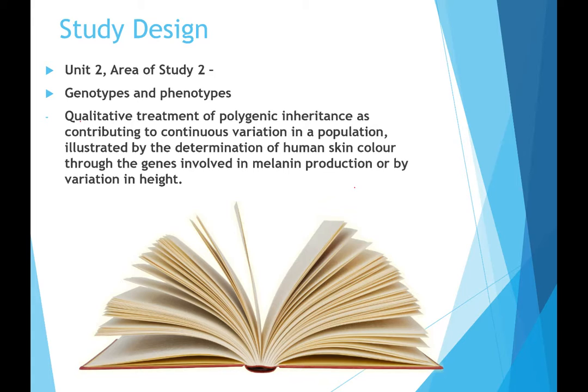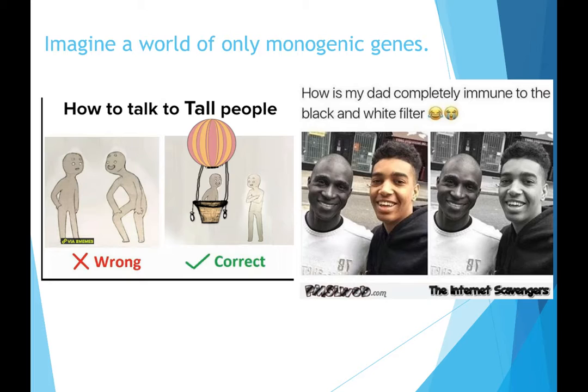So we're going to talk about the qualitative, which is good because this is really hard to talk about in terms of the quantitative treatment. So the qualitative treatment of polygenic inheritance as contributing to what we call continuous variation in a population, illustrated by the determination of human skin color, which we're going to talk about as a specific example through the genes involved in melanin production, which is the protein that makes your skin darker, or by variation in height, which we already talked about.